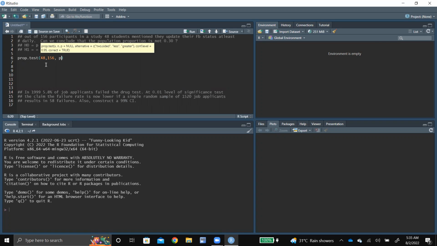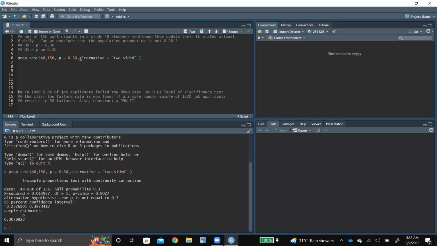participants. Now we have the true value, or what we are testing against. So we are testing against the null hypothesis of P equal to 0.30, and the alternative hypothesis over here was H1, that P is not equal to 0.30. So the alternative of this should be equal to two-sided. So we should write two.sided and this should go under quotation marks.